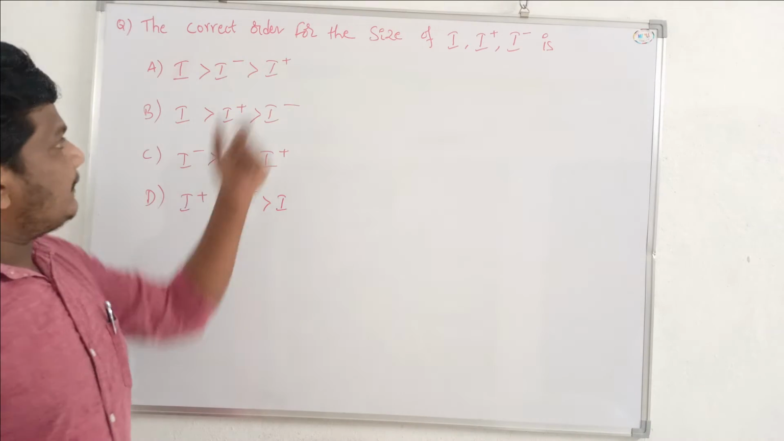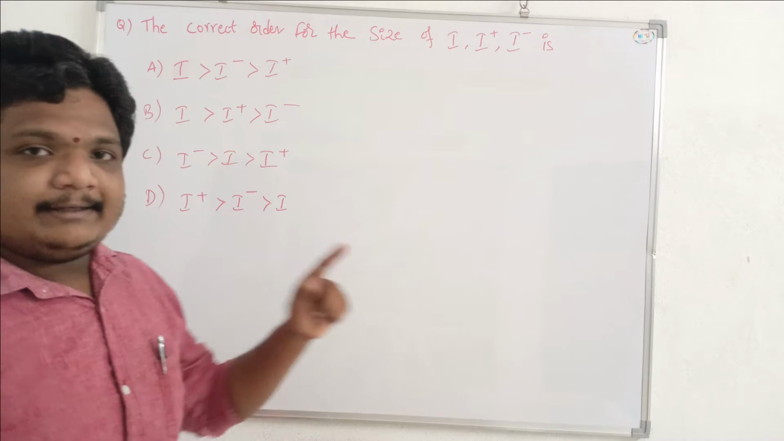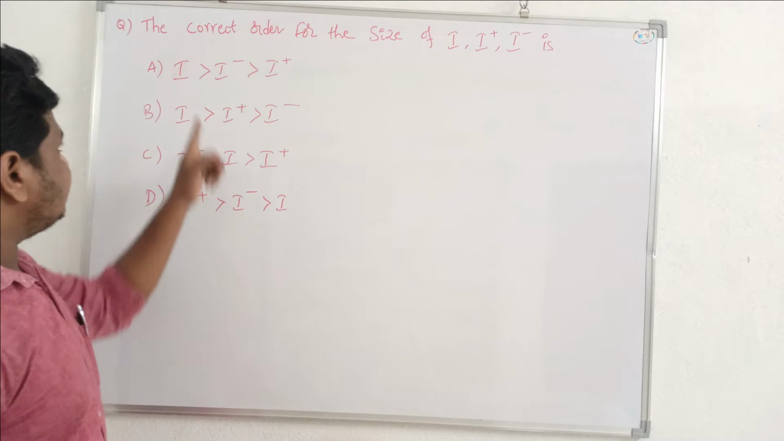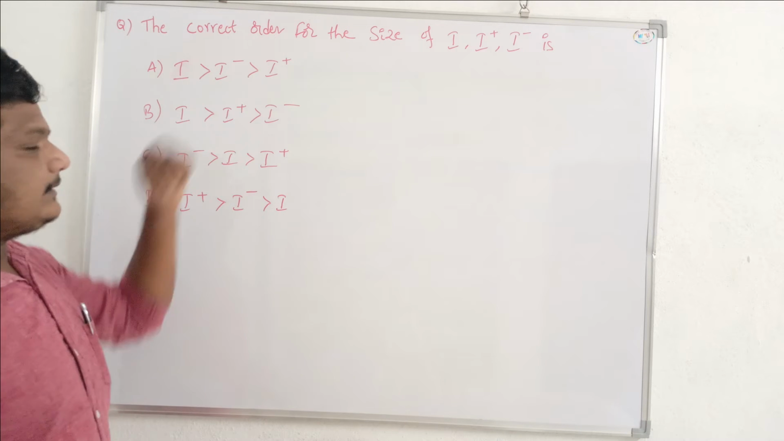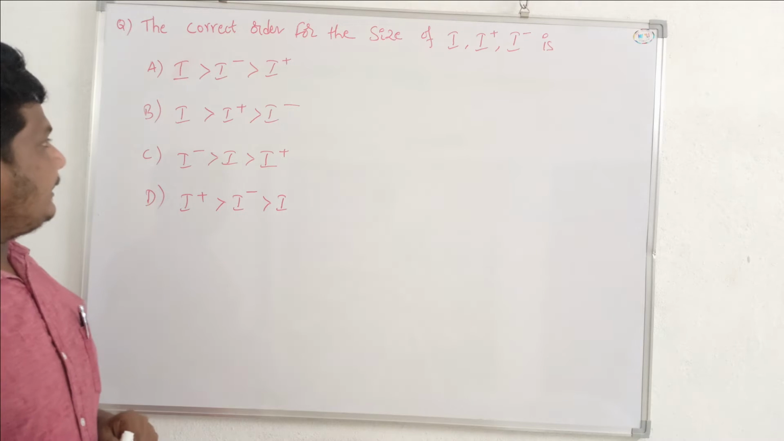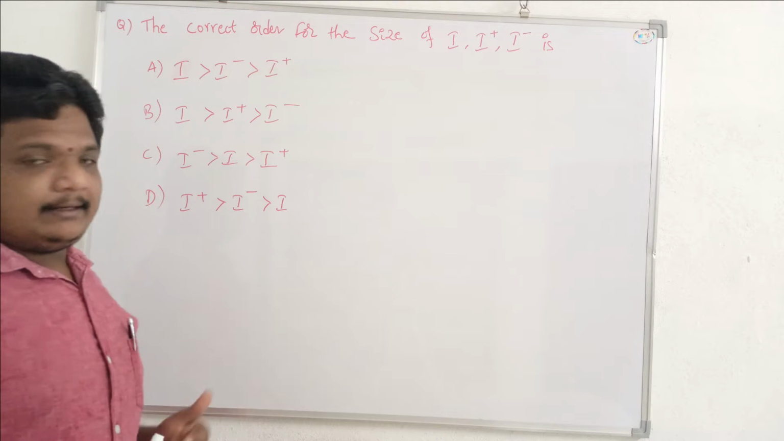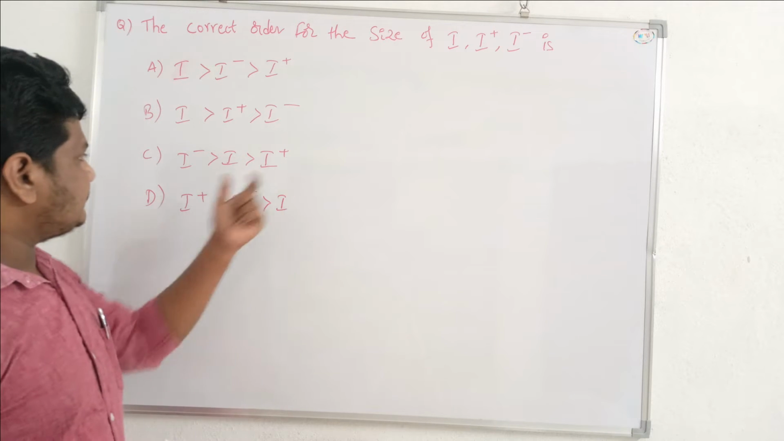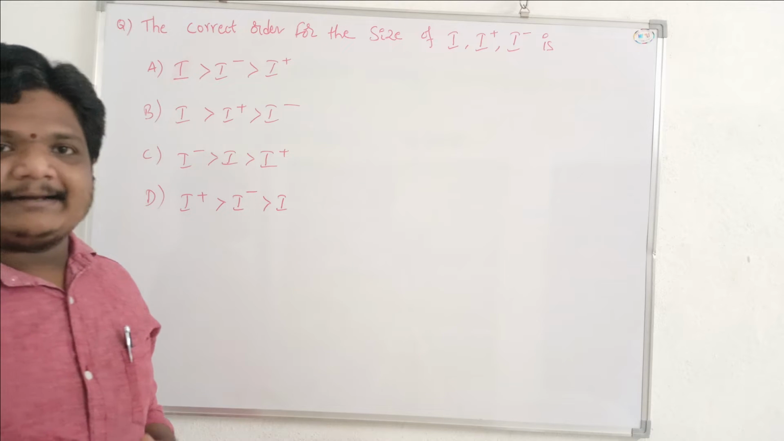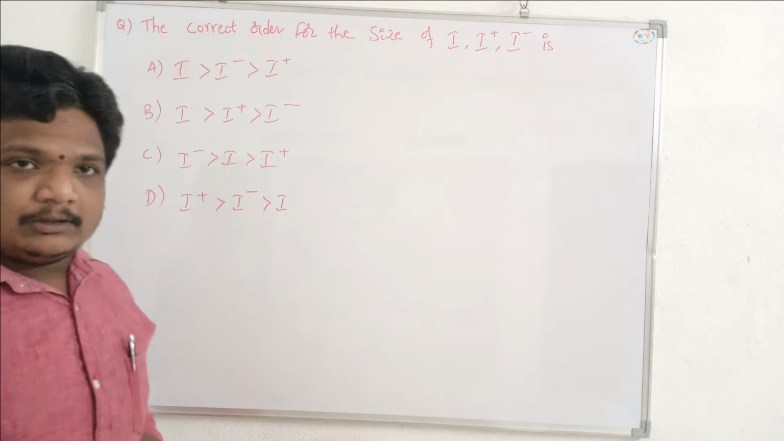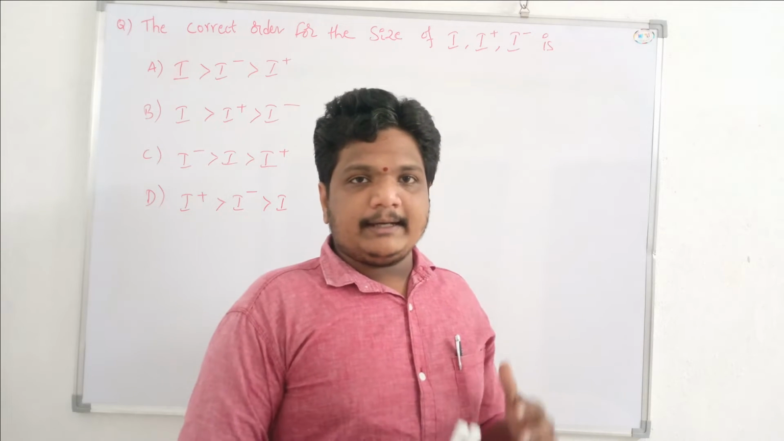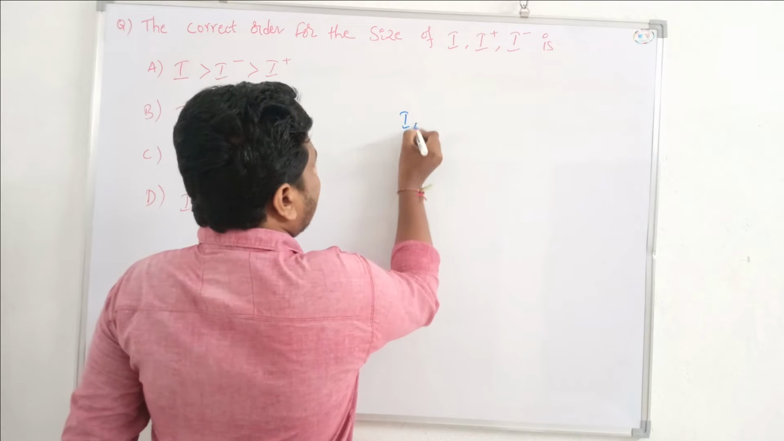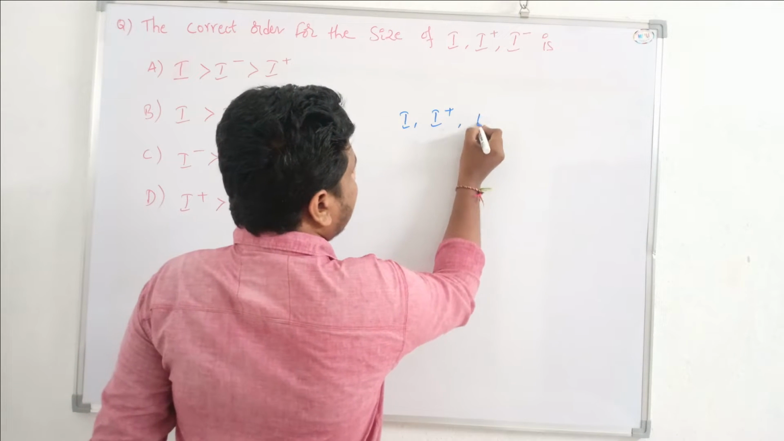What is the correct order for the size of I, I+, and I-? Option A: I is greater than I- is greater than I+. Option B: I is greater than I+ is greater than I-. Option C: I- is greater than I is greater than I+. Option D: I+ is greater than I- is greater than I. Here they are asking the order of sizes of I, I+ and I-.